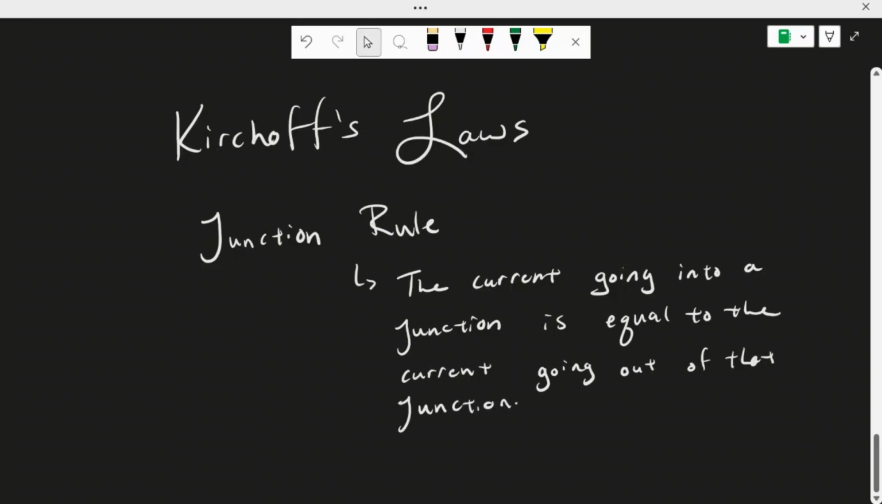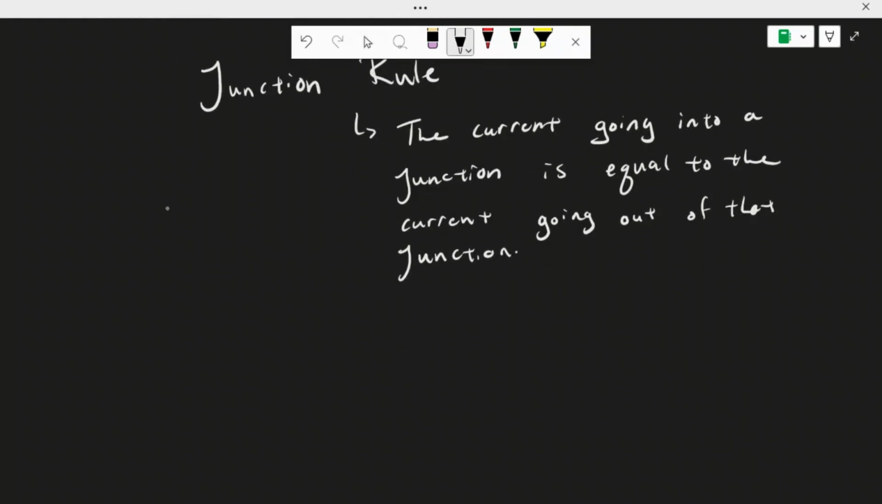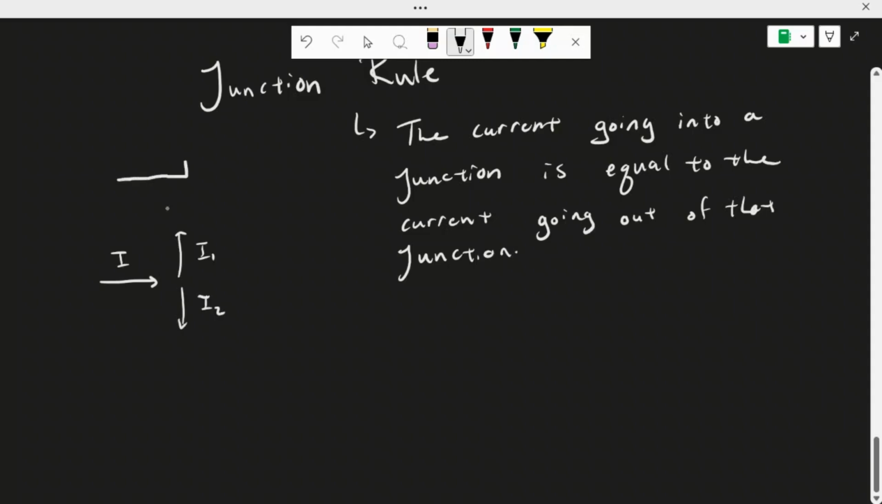Okay. So this is what we saw when we had I going in, and then it splits off into I1 and I2 when it reaches a junction. If we have a wire that goes like this and a wire that goes like this, we would get some I in, and then some I1 and some I2, right? And this is just saying that I is equal to I1 plus I2. So this was how we logicked our way into parallel circuits, was that the current has to split evenly.